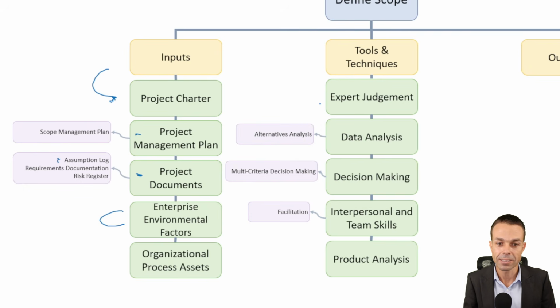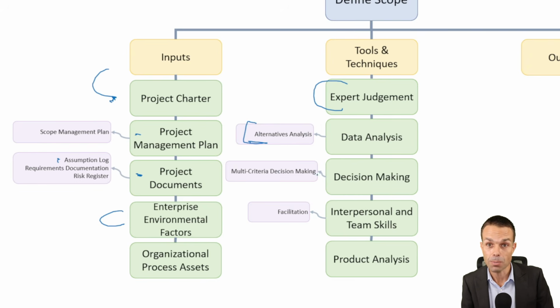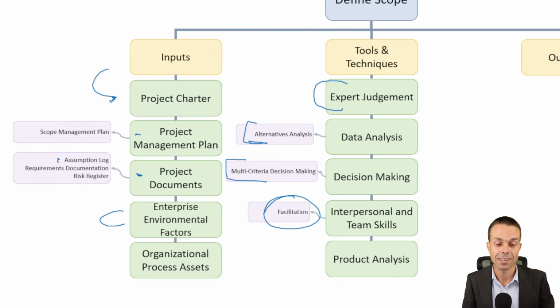Tools and techniques: expert judgment from people within the business, as always; data analysis, so any alternatives for our scope; decision making, multi-criteria decision making, which is my favorite way to make decisions, by the way, and I've got wonderful templates for that if you want to check that out. We're going to need to facilitate all of these things and bring that together so that we can put that scope together for our project.